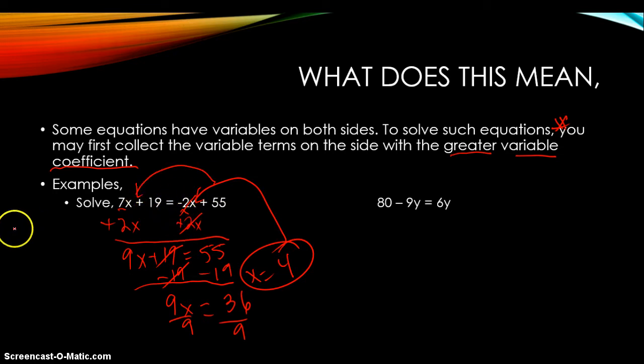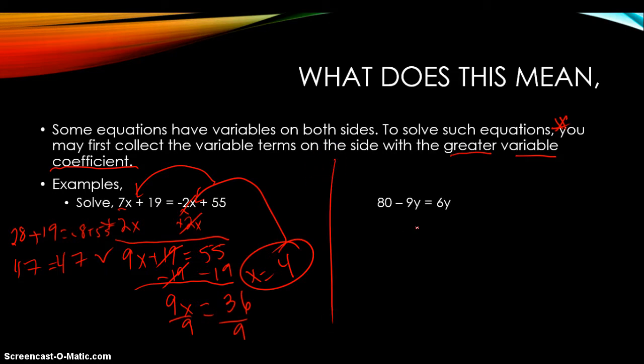So 7 times 4 is 28. 28 plus 19 is 47, equals negative 2 times 4, which is negative 8, plus 55, which is 47. So 47 equals 47, that checks out. 47 does equal 47. Okay, go step by step, check it out.